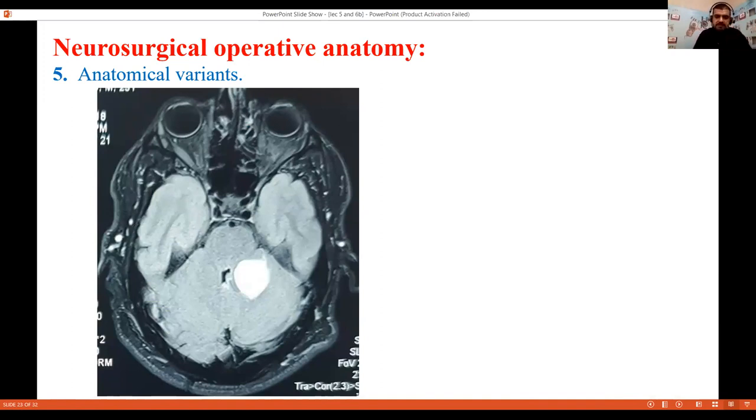if we are discussing before the operation for this case, from where we can approach this lesion, which is the cavernoma, there are three approaches mentioned in the book. The most preferred approach is the telovelar approach through the fourth ventricle, then going through this fissure laterally to the lesion and removing it. And this approach is advocated by Robert Spetzler, which is the safer one.